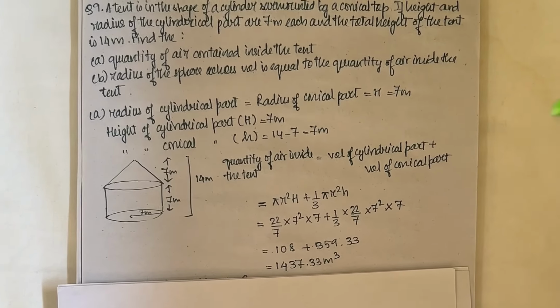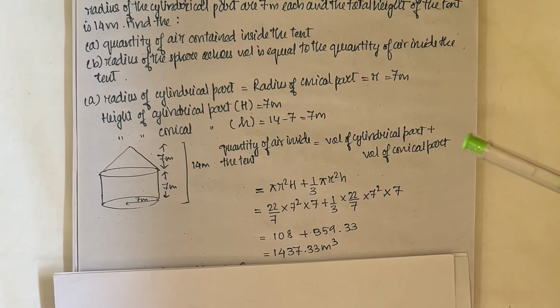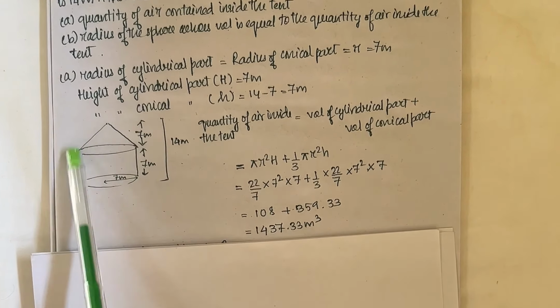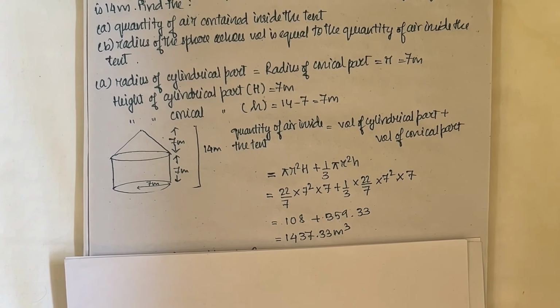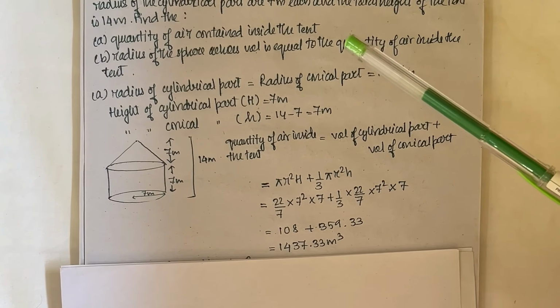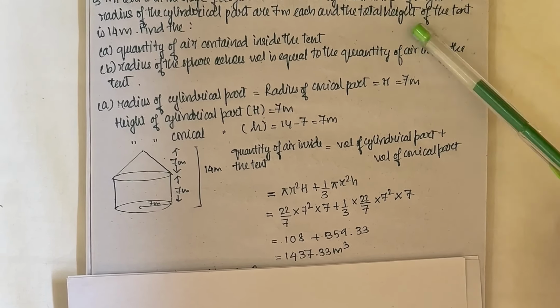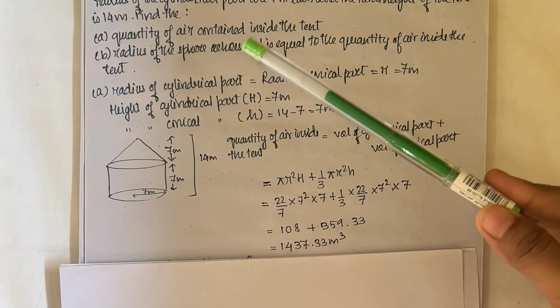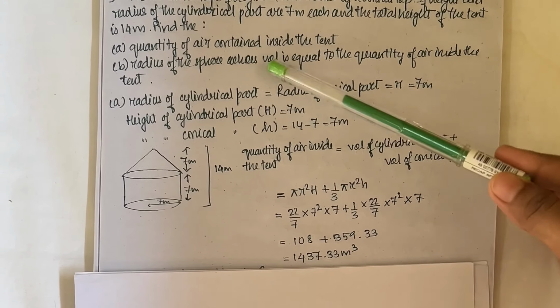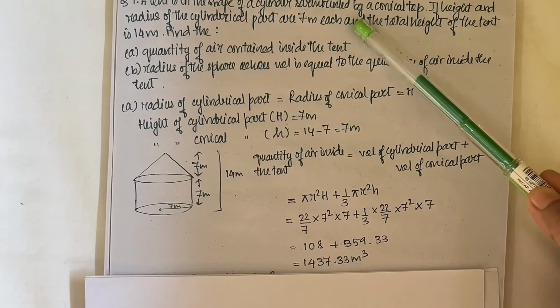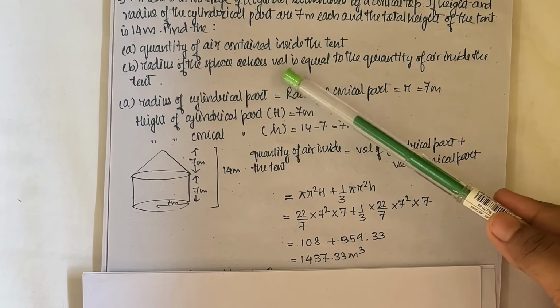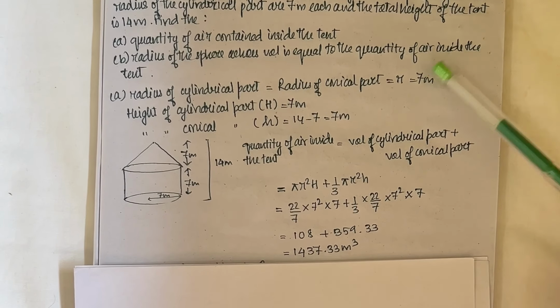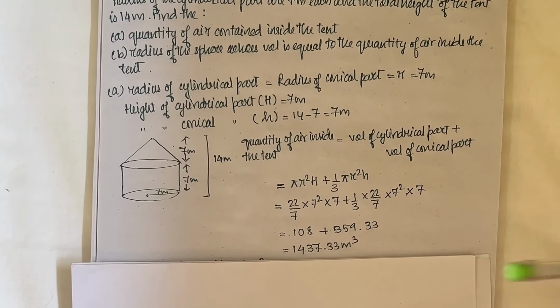Ninth sum. A tent is in the shape of a cylinder surmounted by a conical top. So this is the figure. If the height and radius of the cylindrical part are 7 meter each and the total height of the tent is 14 meter, find A, the quantity of air inside the tent, and B, the radius of the sphere whose volume is equal to the quantity of air inside the tent.